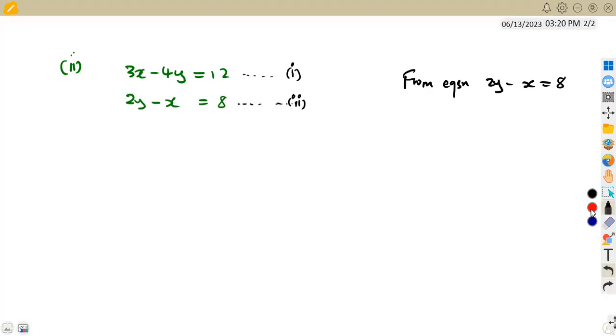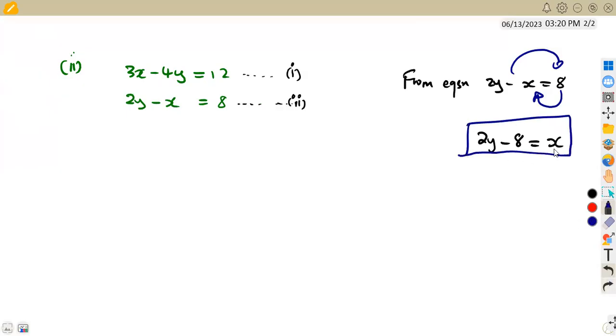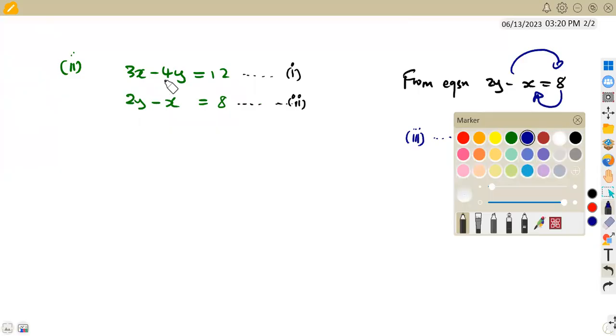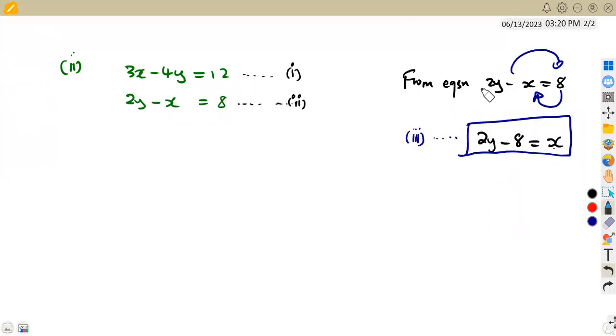To make x the subject, you can transpose minus x to this side so that it becomes a positive. Then 8 to this side will be a negative. So we're going to have 2y minus 8 equal to x. As you can see, we now have an equation which represents x, that x is equal to 2y minus 8. I'm going to take this as the other equation, equation 3, which I have formulated. Because I made this from equation 2, that's where we made the subject, we are not going to substitute into equation 2.